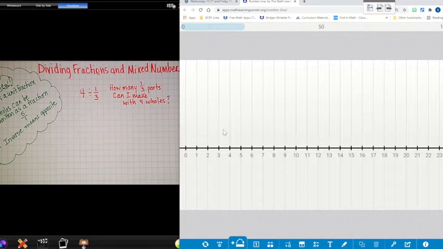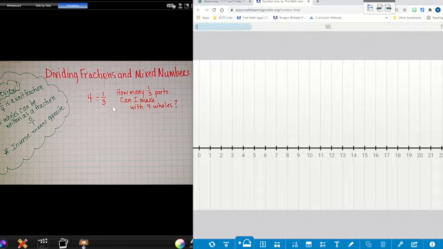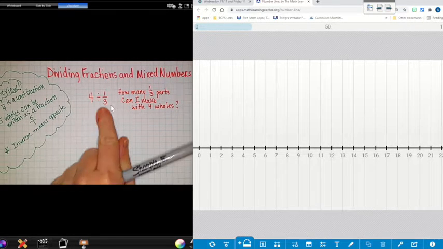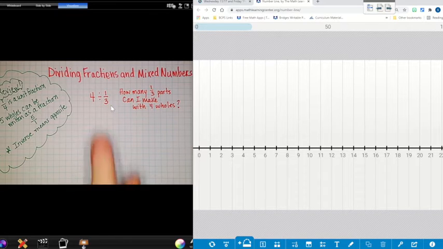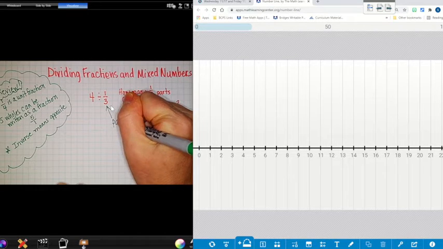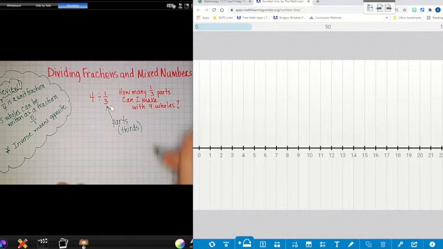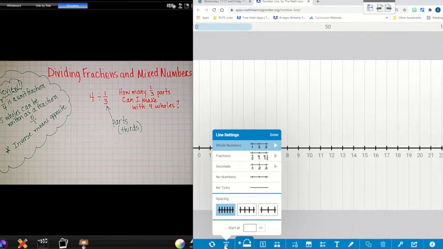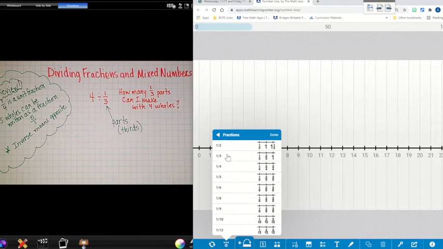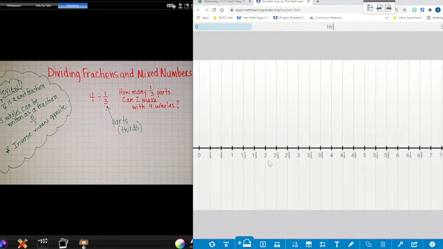It's so good. So the first thing I have to do when I use this tool, and I'm just going to slide my numbers over here a little bit, I have to look at what am I dividing by? I'm dividing by thirds. Okay, so this denominator is telling us what my parts are. So I know I'm working with thirds. Okay, so I'm going to come over here to my number line. I'm going to go down to the wheel, and I'm going to make sure that I click fractions, and I change my number line to thirds. So now I have a number line that goes from 0 to 4, and I'm counting by thirds.